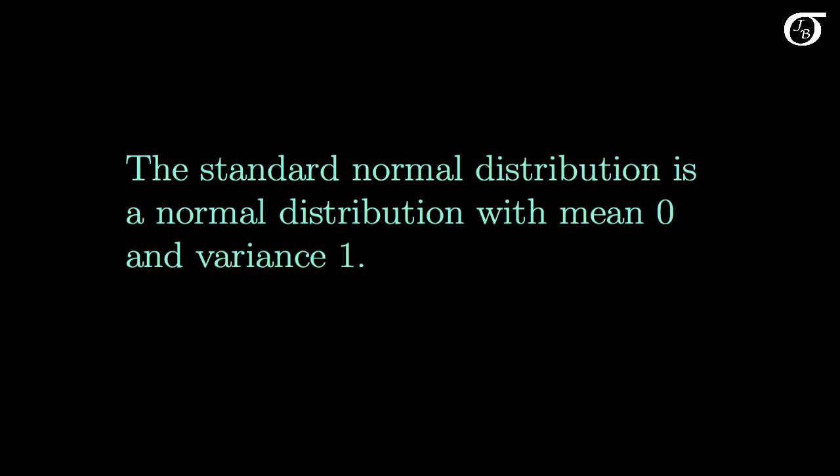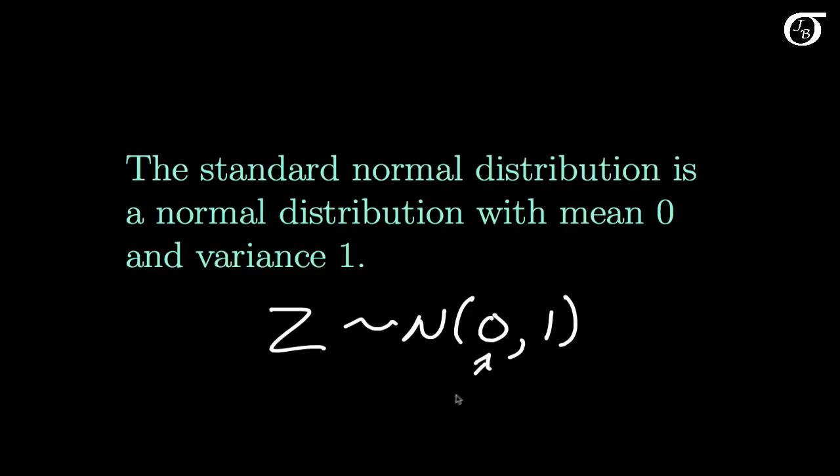By definition, the standard normal distribution is a normal distribution with a mean of 0 and a variance of 1. We often represent random variables that have the standard normal distribution with the letter Z. And yes, I am Canadian. If Z has a standard normal distribution, we might write this as Z is distributed normally with a mean of 0 and a variance of 1. That being mu, that being sigma squared. And if the variance is 1, of course, sigma is 1 as well.